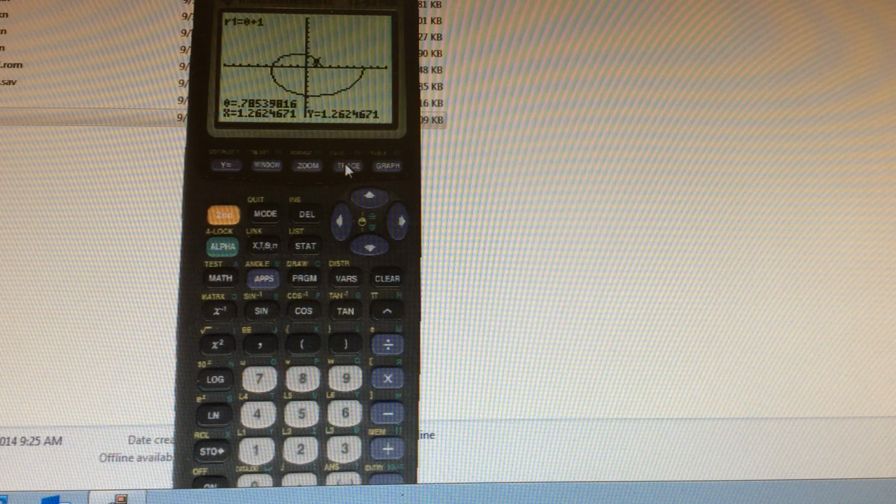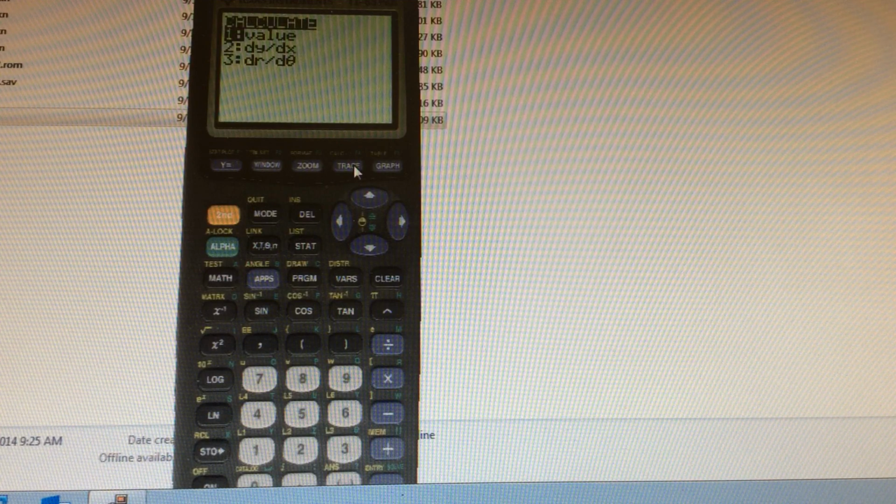We can hit trace. We can hit any angle we want. So we can hit π/6, and it's going to tell us the x value and the y value at π/6. So it's just telling us that coordinate point. So it can find x and y values at any theta. It can find the slope, and then it can find dr/dθ, again, which is not the slope. dr/dθ is the rate at which r is changing with respect to theta. It's telling you whether the curve is getting further away or closer to the origin.